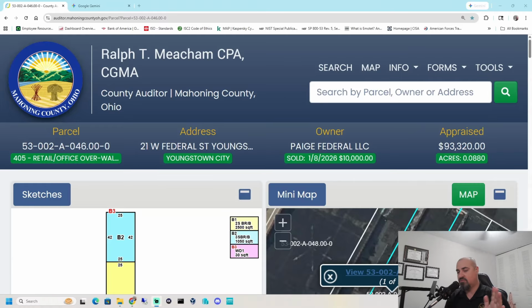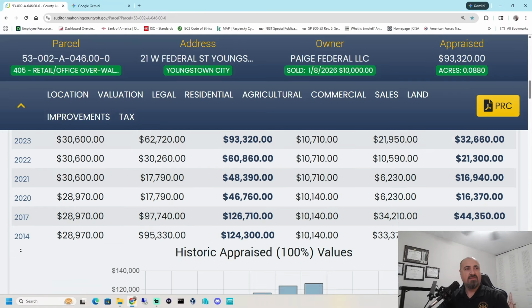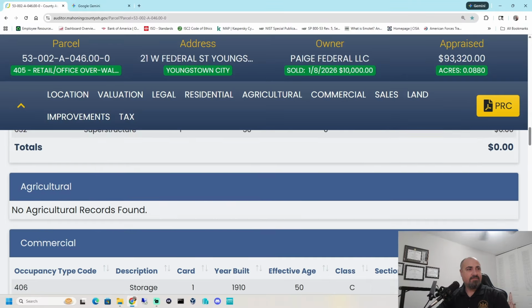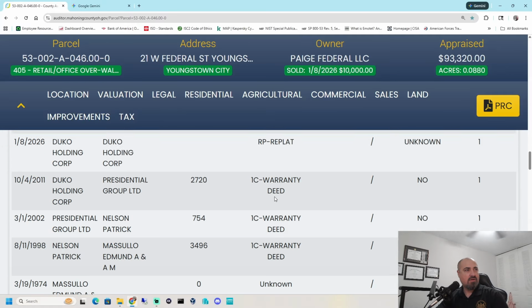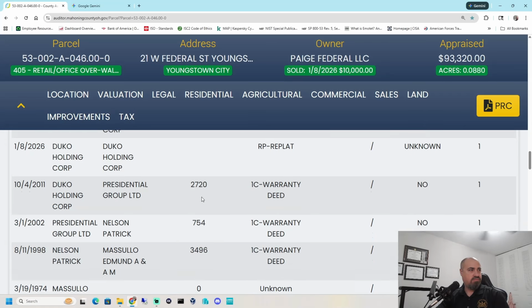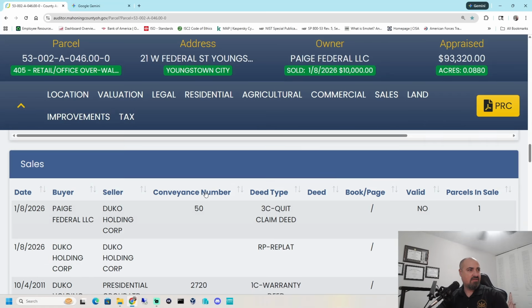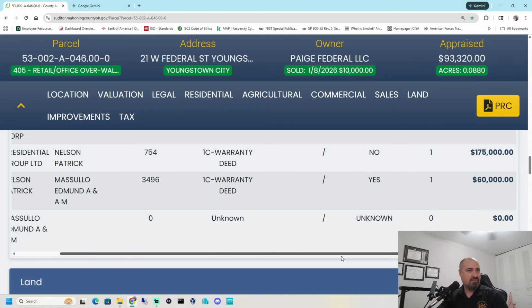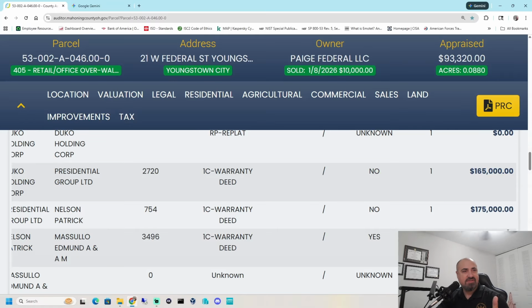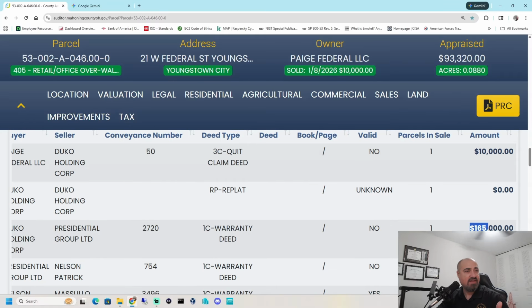Guys, this $10,000, and this is for 93,000, and it was purchased previously for 160. Where's it at? It has it over here. Initially it was 60,000, then 175, then 165,000.